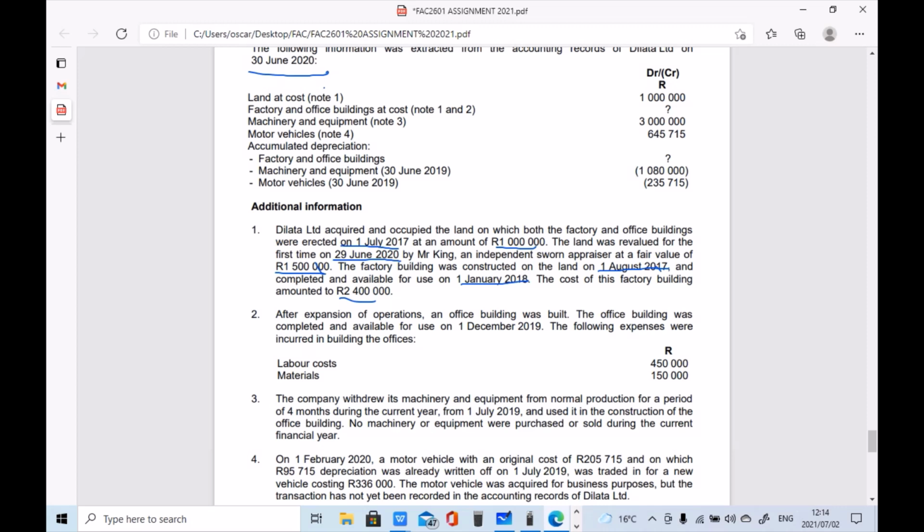After note number 2, which also affects factory and buildings. After expansion of operations, an office building was built. The office building was completed and available for use on 1 December 2019. The following expenses were incurred in building the offices: labor, material. Okay, so all these things happened as of 1 December 2019, which is the current year. So if we're talking about what happened before the beginning of the current year, there's nothing. The 2.4 building was just there.